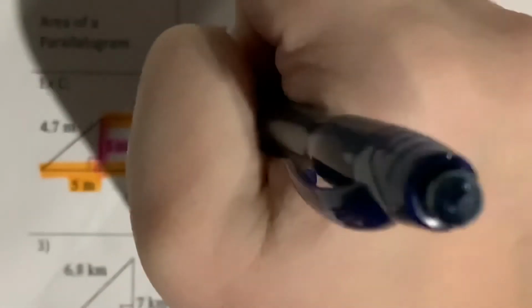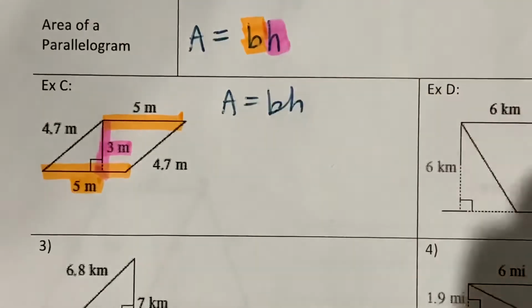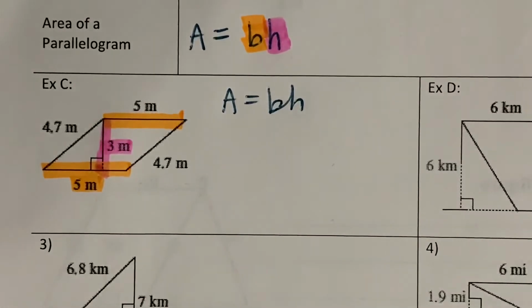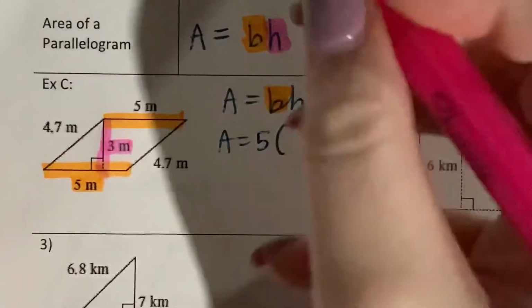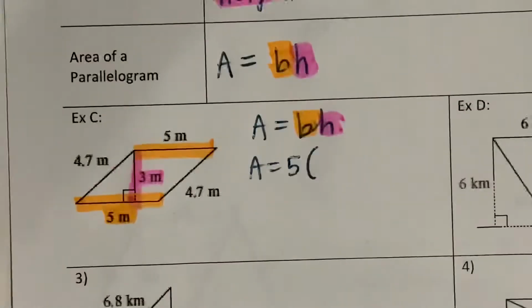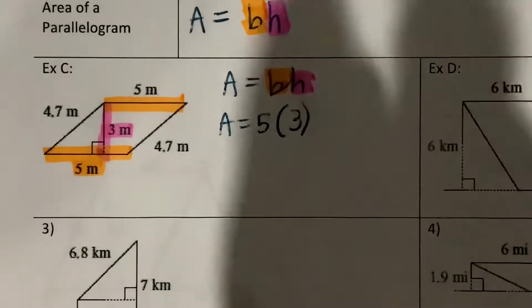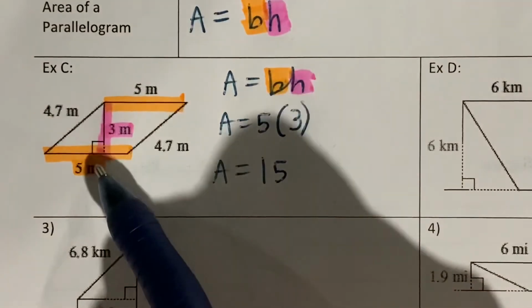So I'm doing area equals base times height. And because I know both of those dimensions, I can simply just plug them in, right? I know my base is 5. So I'll have area equals 5 times my height, we said, is 3. So I'll plug in 3 for my height. And then I'm simply doing 5 times 3. And I get 15. Consider we were doing meters times meters. So that's how we have square meters for my area.